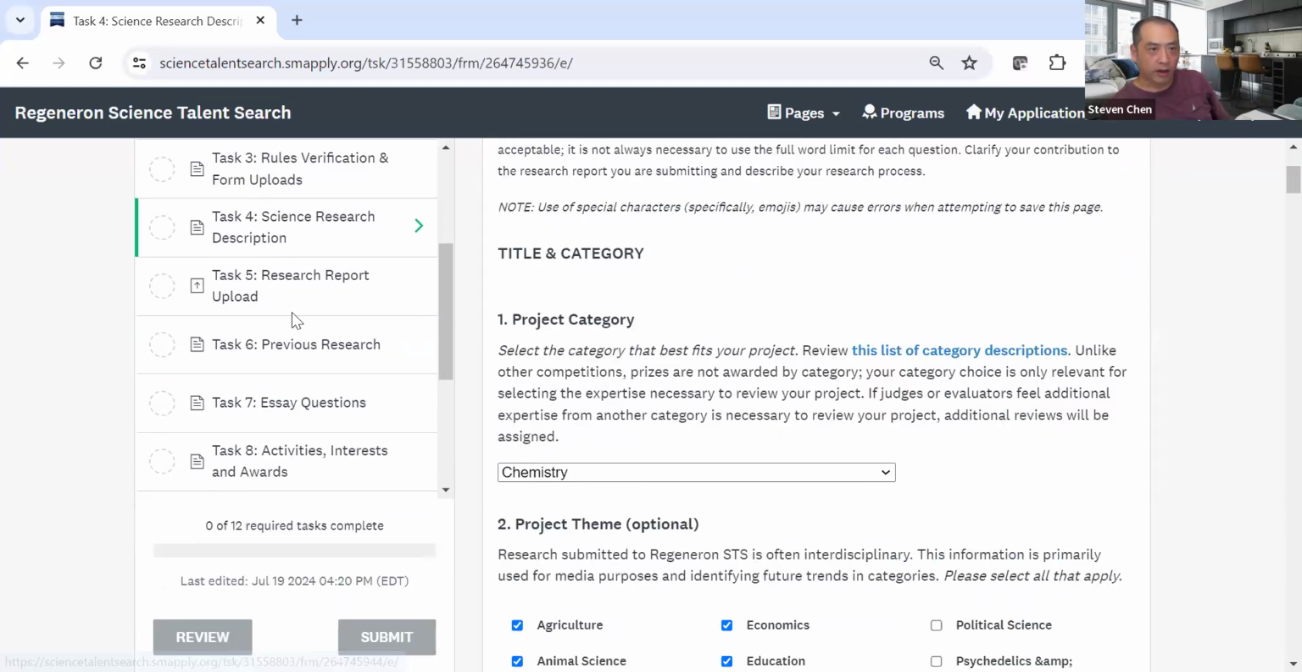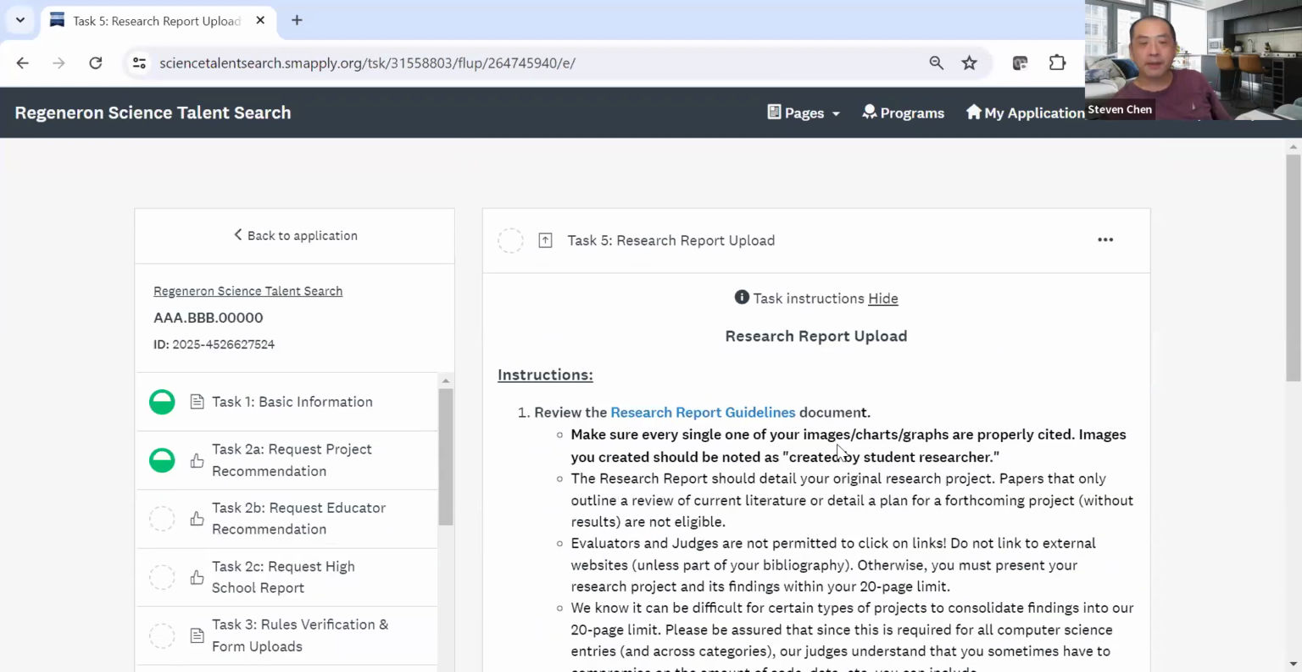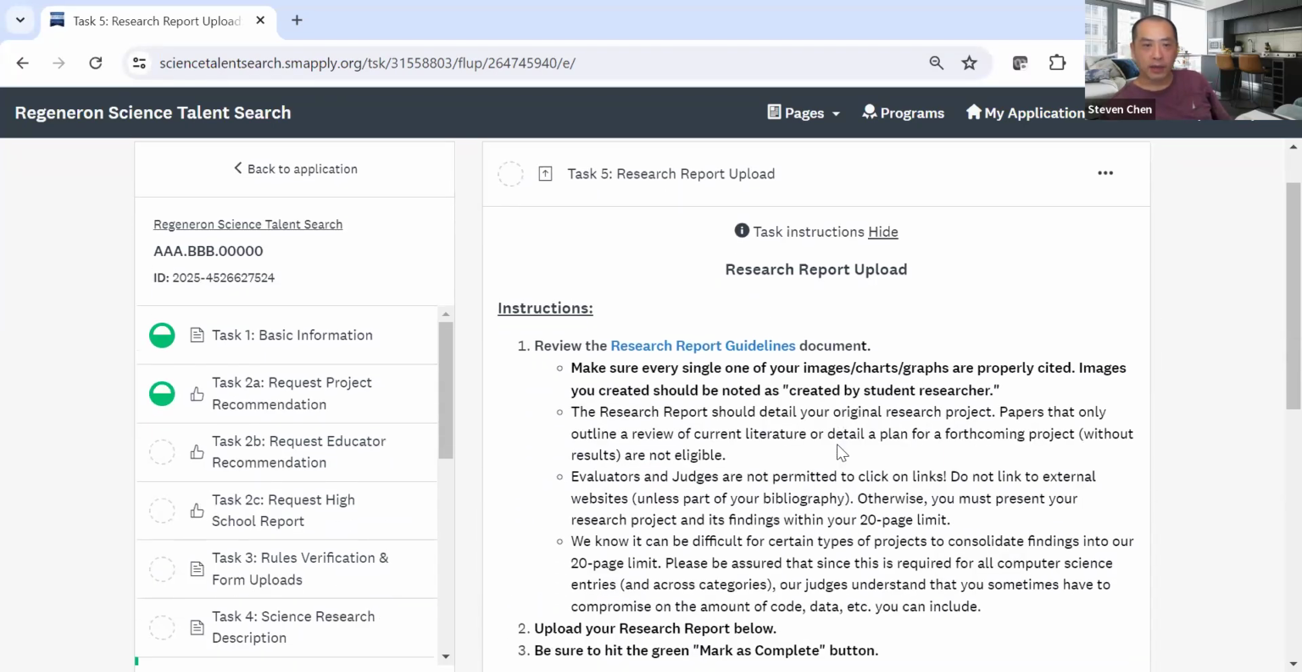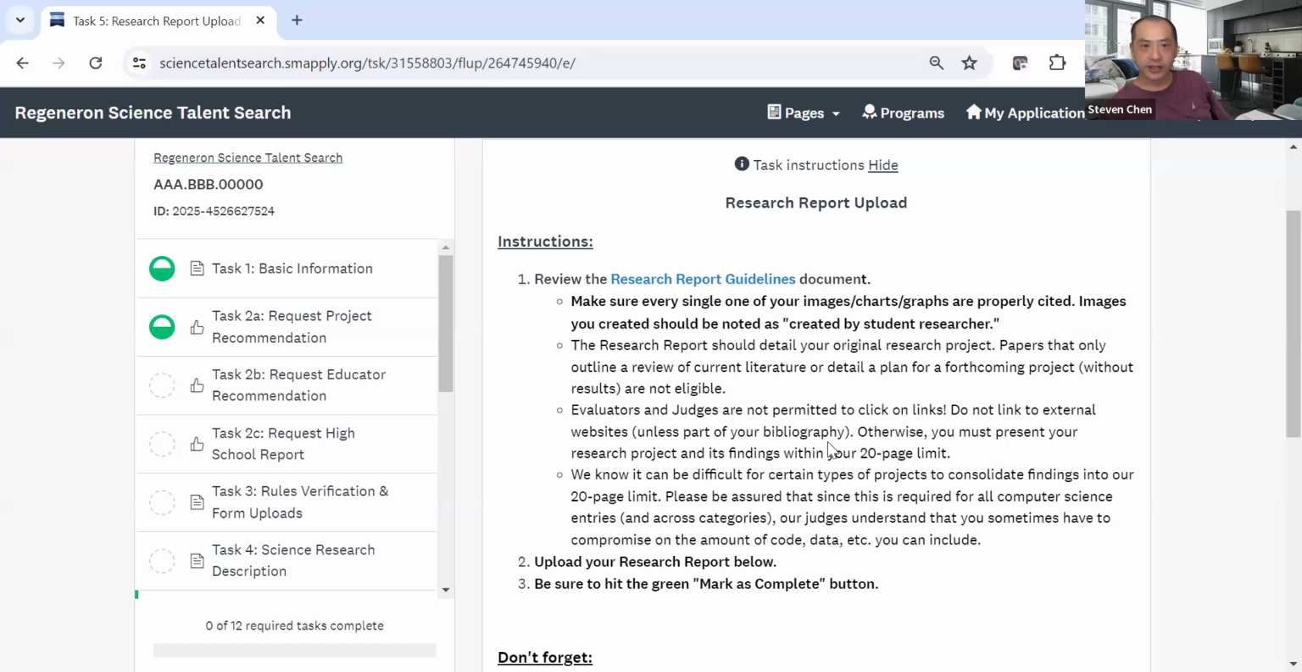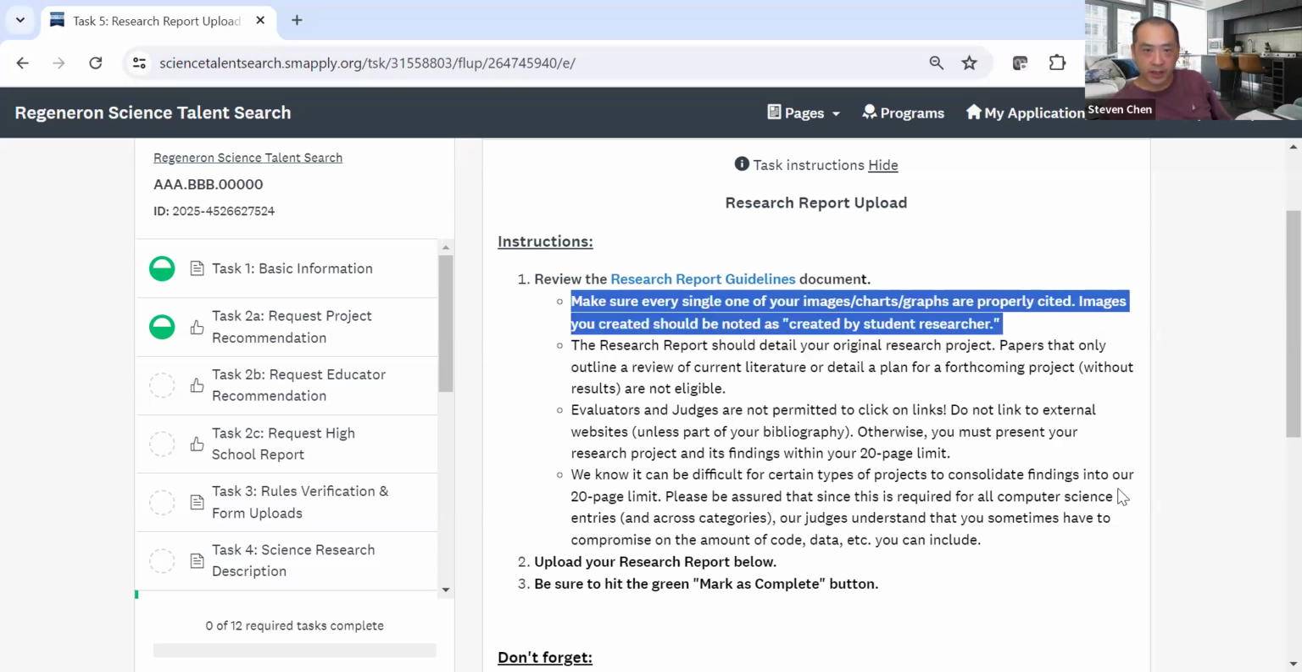research report. And let's look at task 5 about uploading a report. The task is simple, just upload one, but there are some instructions that you have to carefully read, and many people in the past made mistakes. Okay, so let me highlight some points here. First, this is crucial.